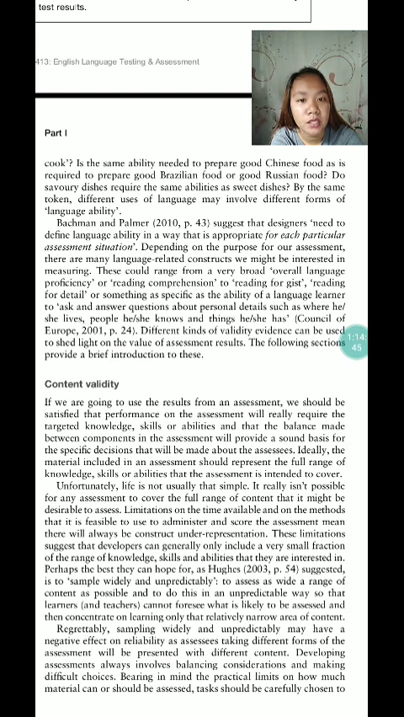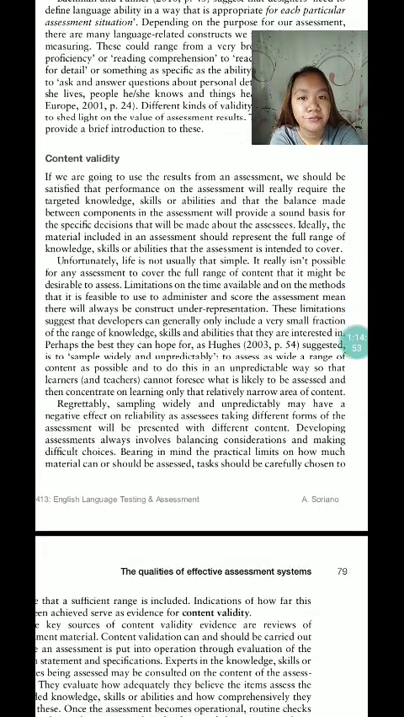Different kinds of validity evidence can be used to shed light on the value of assessment results. The following sections provide a brief introduction to this. Content validity. If we are going to use the results from an assessment, we should be satisfied that performance on the assessment will really require the targeted knowledge, skills, or abilities, and that the balance made between components in the assessment will provide a sound basis for the specific decisions that will be made about the assessees.